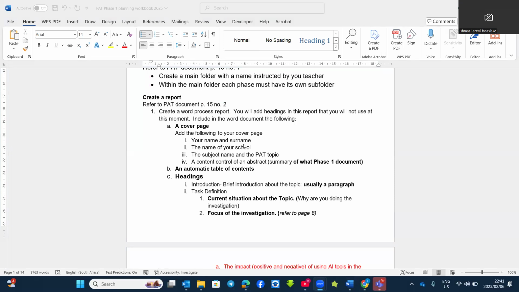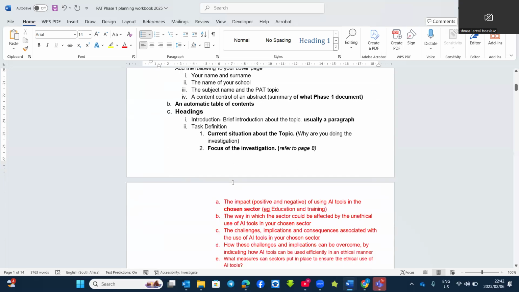Now, your cover page should contain your name and your surname, the name of the school, the subject name, and then the PET topic, and then a content control of an abstract. When you talk about an abstract, we mean the summary of what phase 1 should contain. And then the automatic table of contents. So here, in the abstract, you just have to talk about what you'll be doing in phase 1. You don't have to talk about the report, conclusion, and others, just summarizing them.